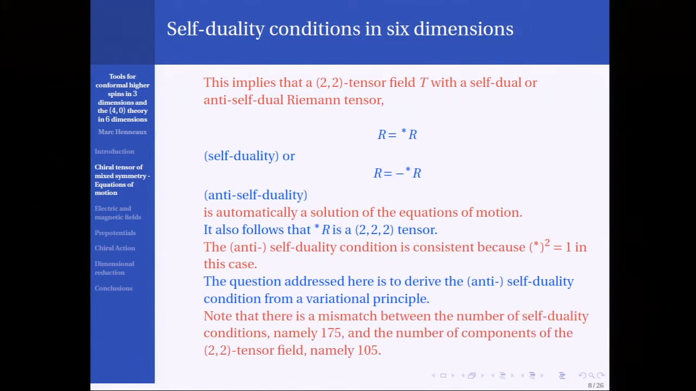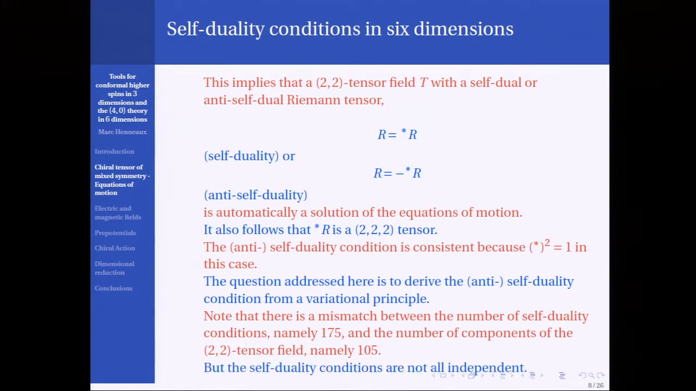Now, just first observation, the number of these equations, if you naively count them, is equal to the number of components of the Riemann tensor of a 2-2-2 tensor, which is 175, and the number of field components is 105. So there is a mismatch, but the mismatch is not too significant because these equations are redundant. So what we want to do is to derive a complete subset of equations that imply that, but are not necessarily given in that form. Okay.